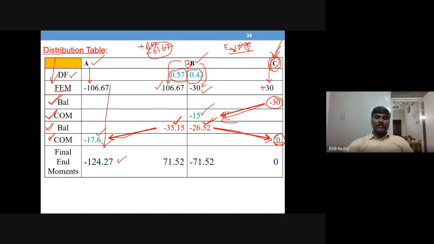Now you add all these values and put it here. That is this value. Same. Add all these values. Write it here. Same. Add all these values. Write it here. And add all these values. That is already zero. Okay. Right, so this is the moment distribution procedure for a continuous beam having a hinge end or simple support. Okay, let us see how to draw BMD now.